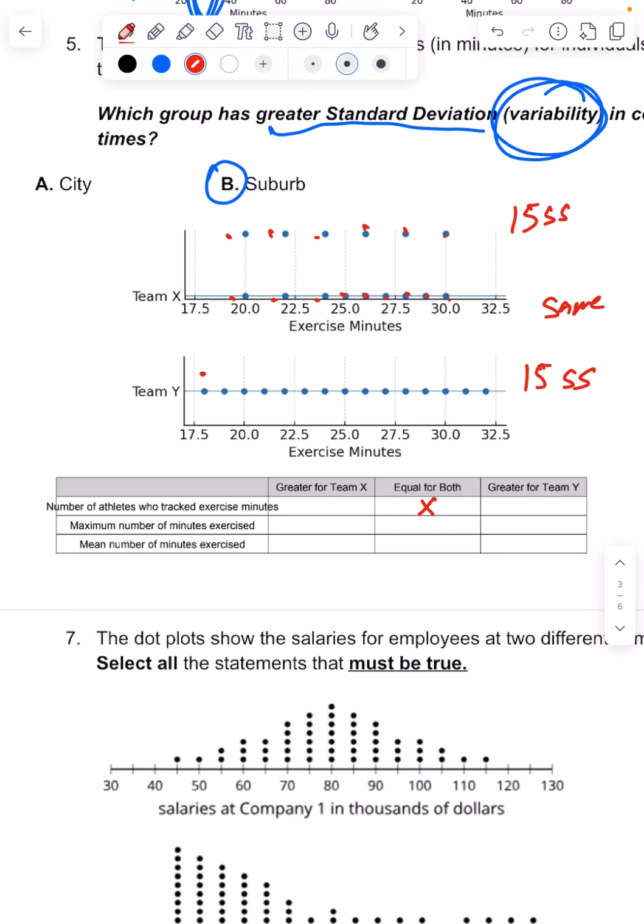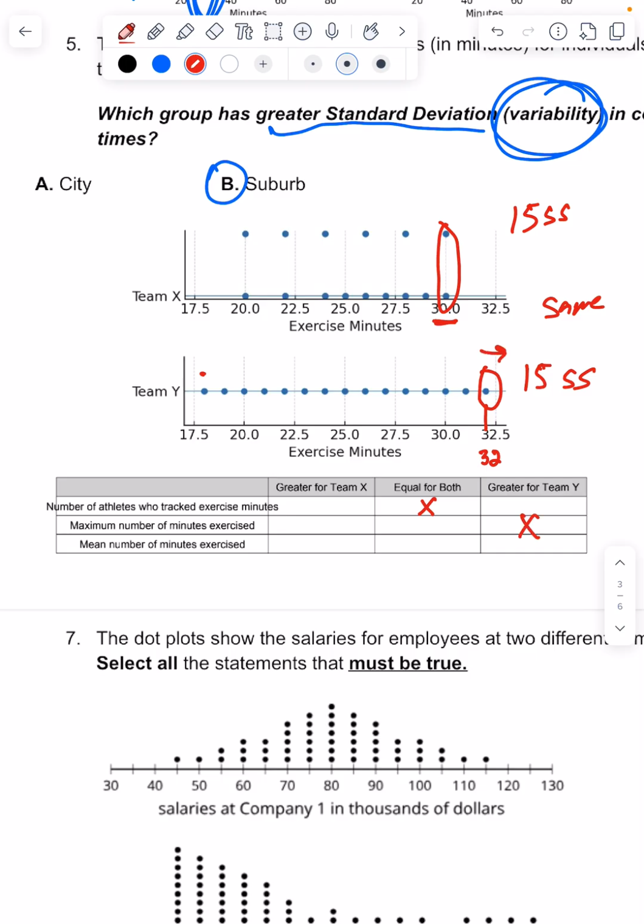The maximum number of minutes of exercise. Well, I have to look at our dot plot. What was the highest amount? These were the only two, and they exercised for 30 minutes. And this one's the highest. Even though you can't know exactly where it is, you could approximate. You could say either 31.5 or even 32. But you could definitely see that this one's higher to the right. So in this case, it'll be greater for team Y.